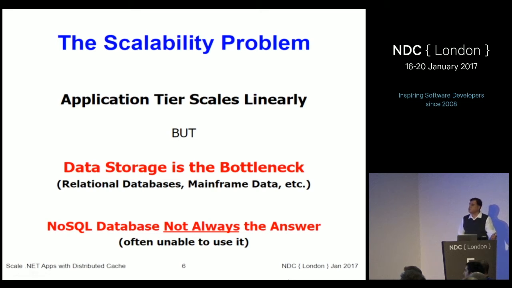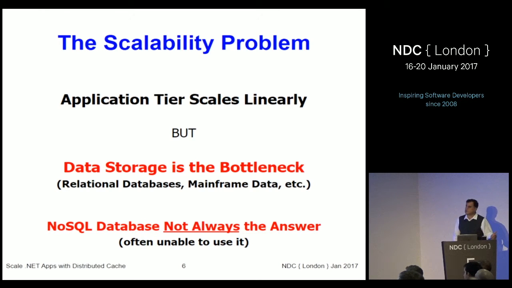So what is the scalability problem? First of all, the good news is the application tier in most of these applications scales very linearly. If you have a web application in a load-balanced environment, you can add more servers, no problem. So the problem is in the data layer, the data storage layer. What I mean by data storage is relational databases, your mainframe legacy data, your application data. The data is the one that's the bottleneck.